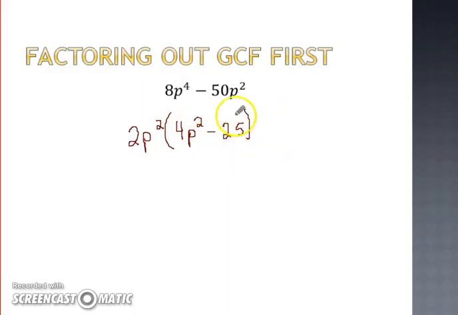So now I'm comparing, is this difference of squares pattern? Am I subtracting two perfect squares? So 4p squared, 4 is a perfect square, and p squared is a perfect square. It's an even exponent. I'm subtracting. And 25 is a perfect square. 5 times 5 is 25. So yes, this one is also difference of squares pattern.